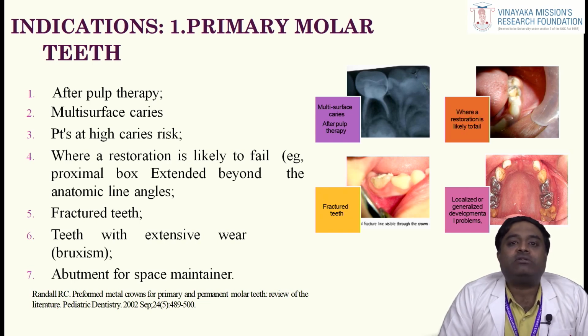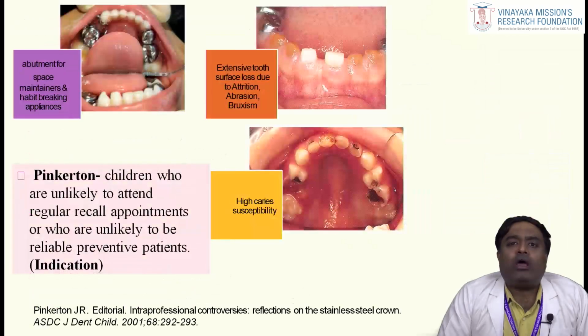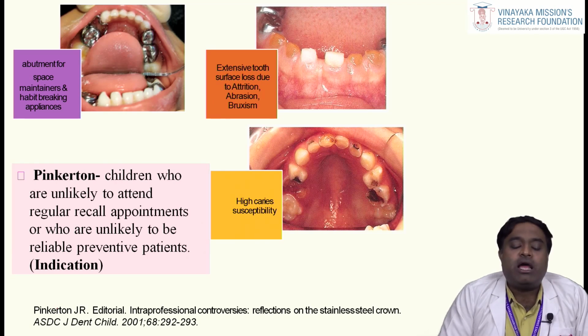Coming to the indications for the primary molar teeth, it should be indicated after pulp therapy, for multi-surface caries, patients who are at high risk, and fractured teeth with extensive caries, bruxism, and as an abutment for a space maintainer, where the restoration is likely to fail. According to Pinkerton, children who are likely to attend regular recall appointments and who are unlikely to be reliable preventive patients is also an indication, which was given in 2001.